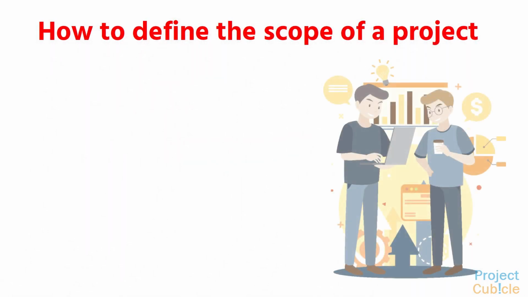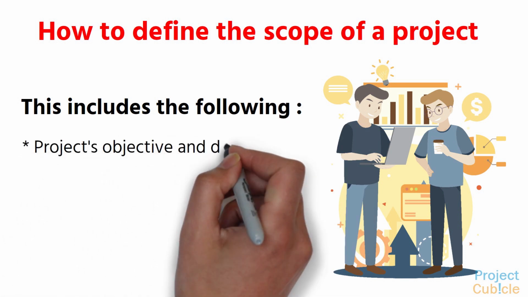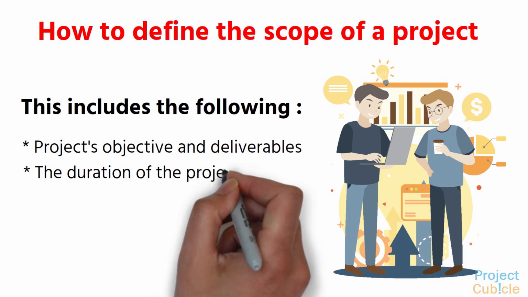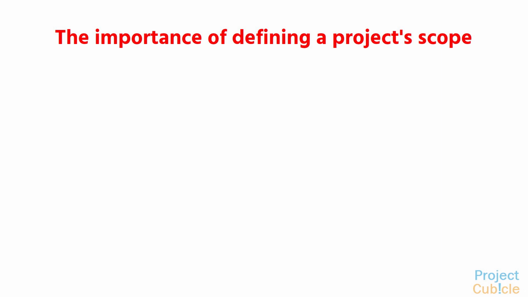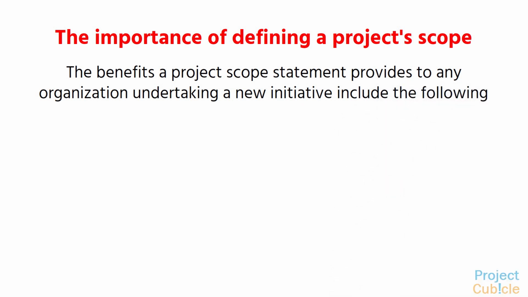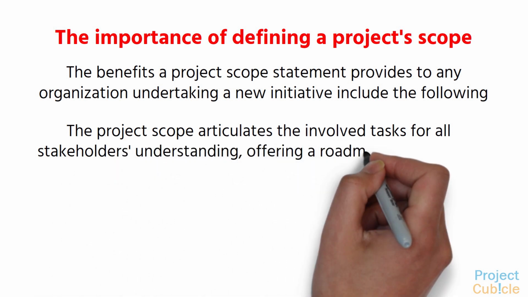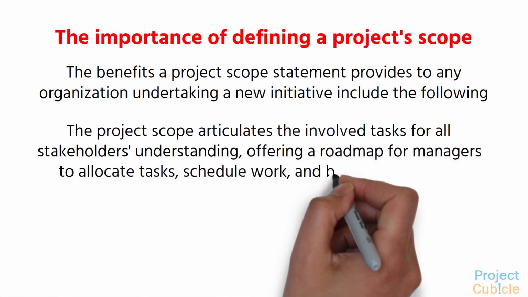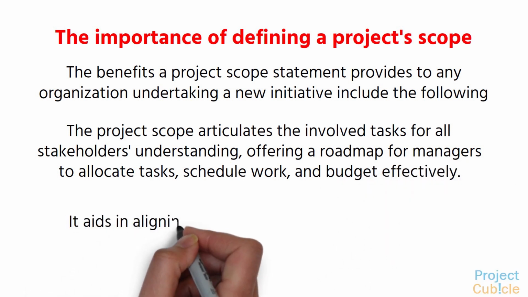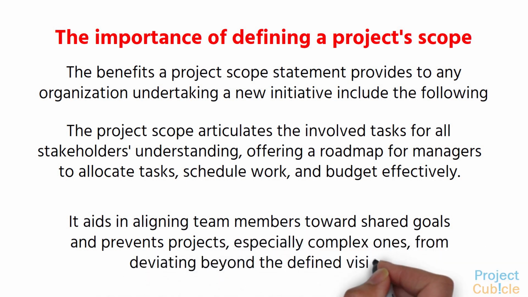How to define the scope of a project? To determine scope, project managers must collect requirements for what the stakeholders need from the project. This includes the following: the project's objective and deliverables, the duration of the project, and the budget. The importance of defining a project's scope: the benefits a project scope statement provides to any organization undertaking a new initiative include the following. The project scope articulates the involved tasks for all stakeholders' understanding, offering a roadmap for managers to allocate tasks, schedule work, and budget effectively. It aids in aligning team members towards shared goals and prevents projects, especially complex ones, from deviating beyond the defined vision.